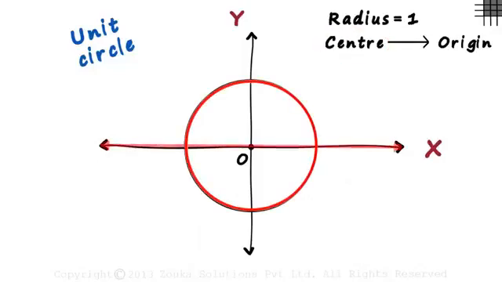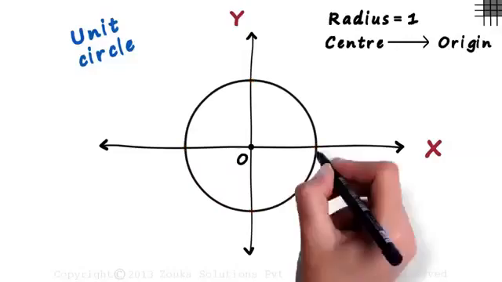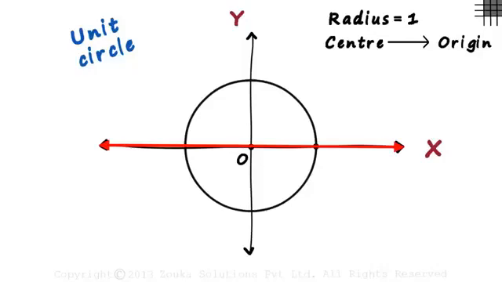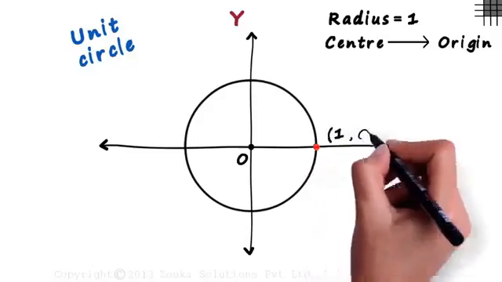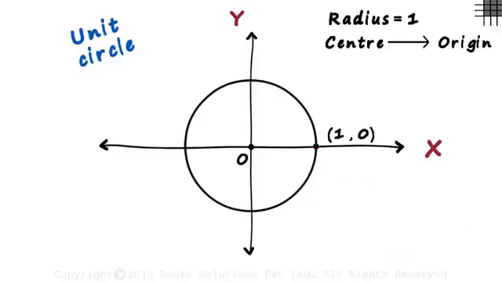Notice that the circle meets the x-axis at 2 points and the y-axis also at 2 points. Let's find the coordinates of those points. This point lies on the x-axis, which means its y-coordinate will be 0. As the radius of the circle is 1, its x-coordinate will be 1. The coordinates of this point will be 1, 0. What about the coordinates of this point? Simple. It will be -1, 0, as it's on the negative side of the x-axis.